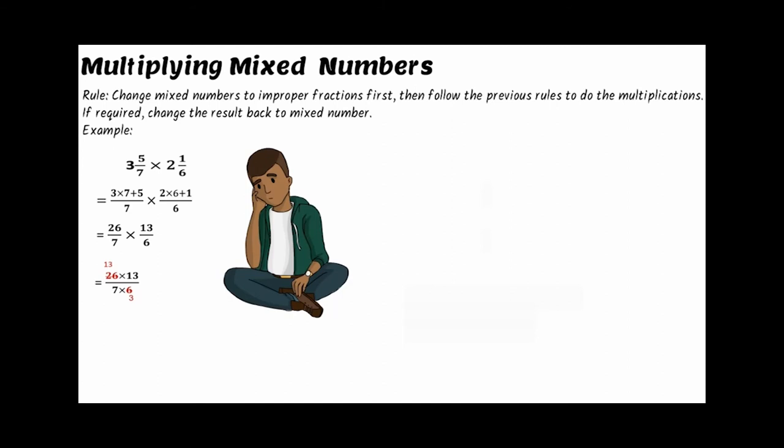Now 26 and 6 are highlighted in red because they have a common factor. 26 is equal to 2 times 13 and 6 is equal to 2 times 3. So 2 is the common factor and we're going to cancel that out. So that leaves 26 with a 13 and the 6 with a 3. So it becomes 13 times 13 over 7 times 3.